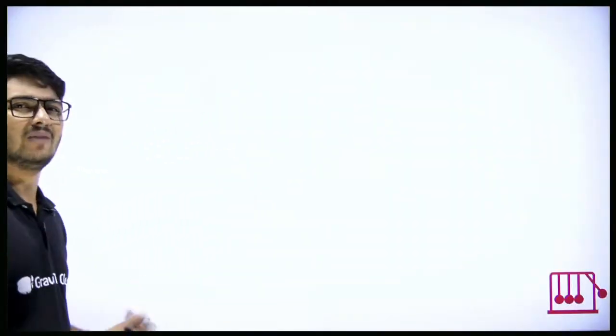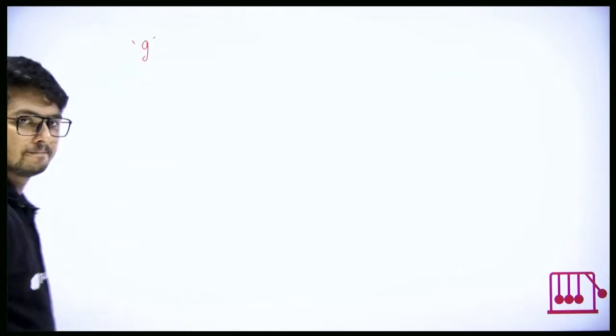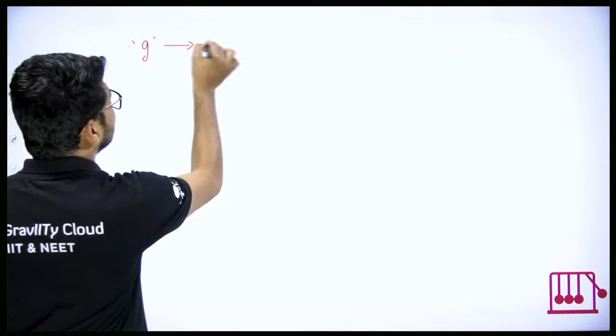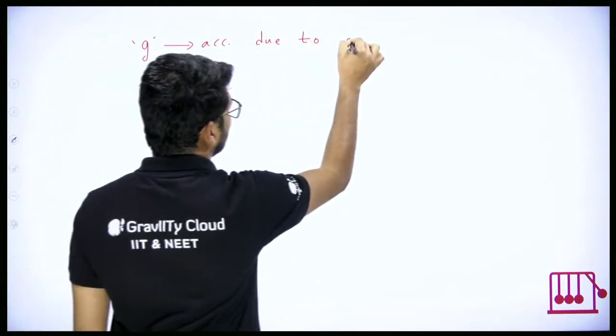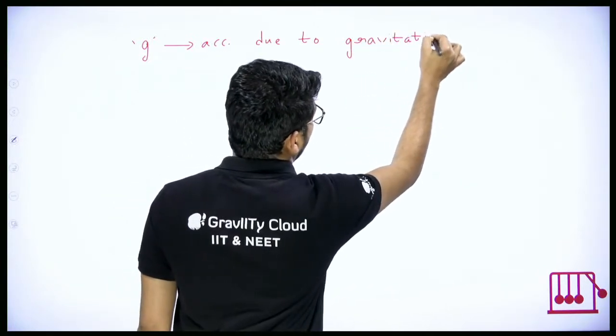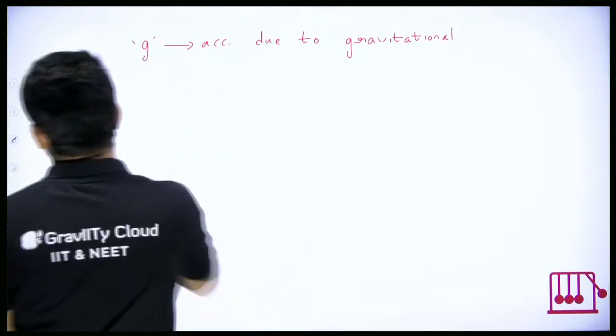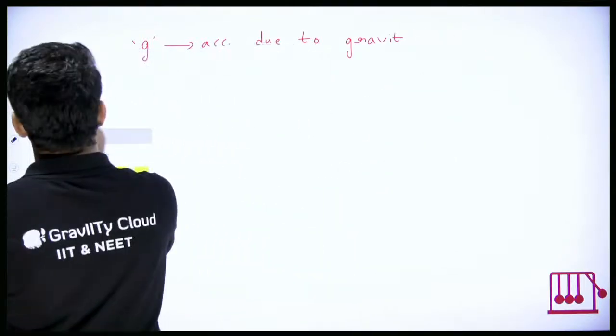So first of all, what did we learn in the previous class? We learned about something called g. What is g? g is acceleration due to gravity. That is, when there is gravitational force acting on an object. And gravitational force by what? Gravitational force by Earth.